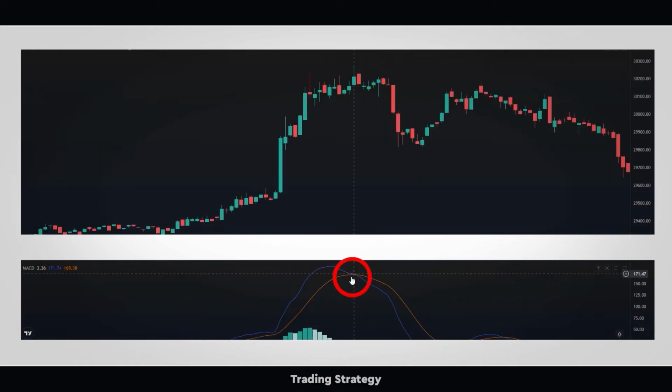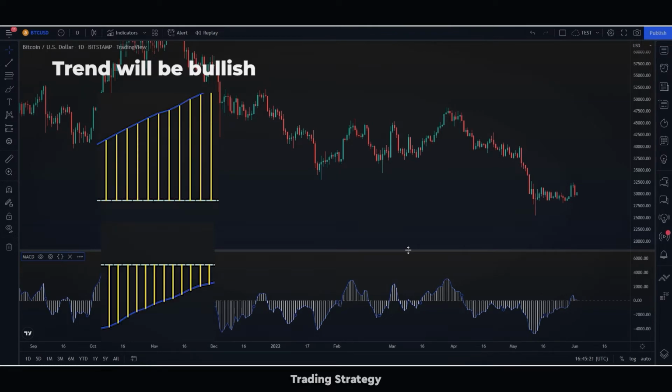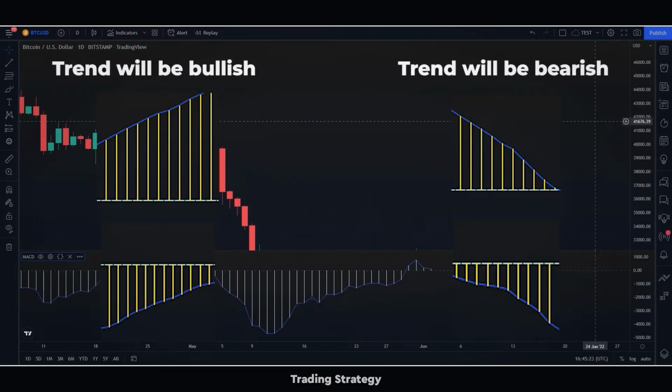And when the MACD line crosses the signal line from top to bottom, it could be a sell signal. Of course, the MACD indicator can be used in many other ways. The MACD is the indicator that the author recommends, and it is based on the slopes of its last two bars. If they go up, then the trend will be bullish. If they go down, it will be a bearish trend.